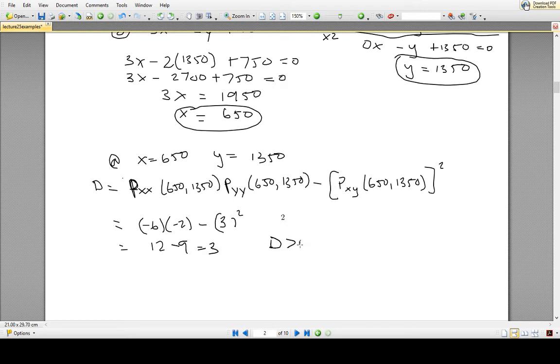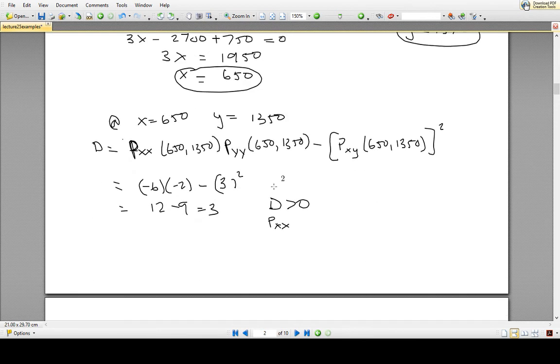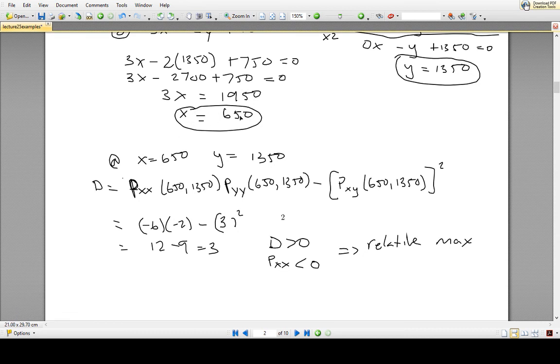So D in this case is positive. And if we look closely, we notice that p_xx is negative. Because we have a positive D and a negative second derivative with respect to x, we classify this point as a local or relative max. So indeed, setting the price of the iPhone 7 to be 650 and the iPhone 7 Plus to be 1350, we indeed maximize the profit.